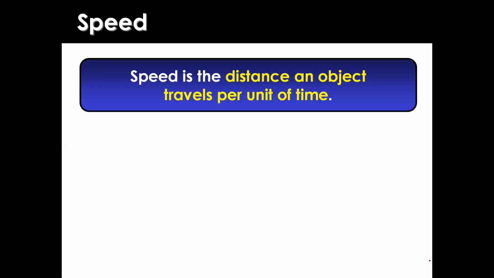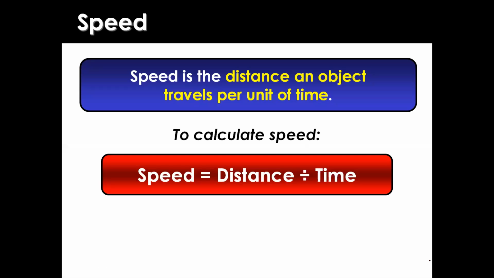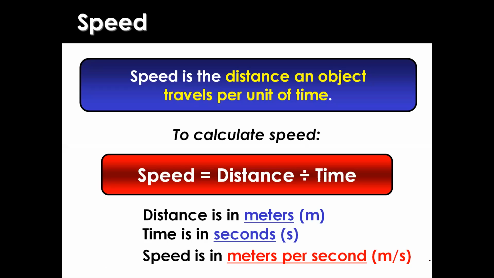From the definition, we can formulate speed is equal to distance divided by time. From the formula, we can write the unit in which speed will be measured. It is nothing but meter per second.